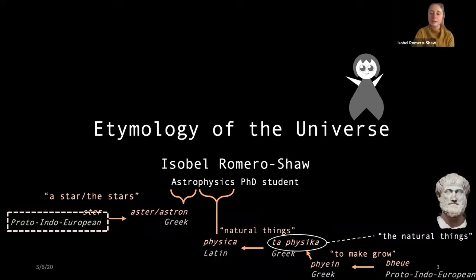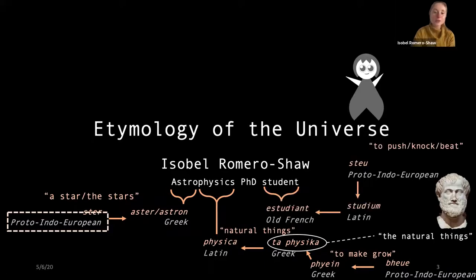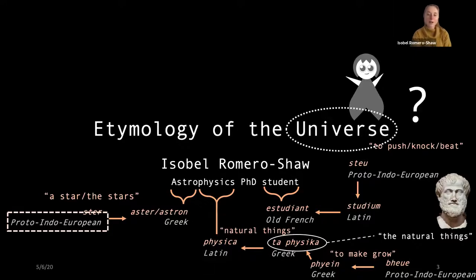Ta physica, meaning something like the natural things, was also the name of Aristotle's treatise on nature. And then the word student can also be traced back to a Proto-Indo-European root, meaning to push or to beat, which brings up some nice imagery of beating knowledge into your brain as you study. And what about the word universe? Well, we're actually going to build up to that over the course of this talk.